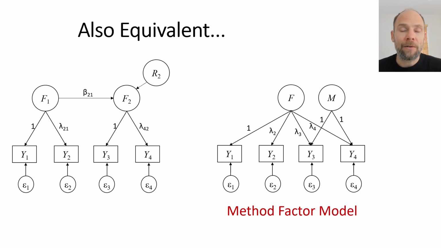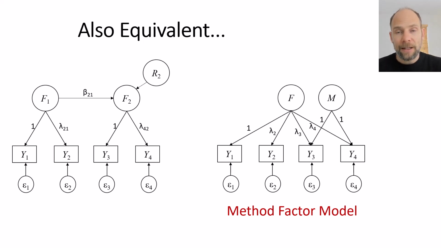Or y3 and y4 could be measures that have a specific item wording effect in common or something like that, or some other type of method effect. And so this is kind of similar to the model that had correlated errors. However, here we're not modeling this shared method effect between y3 and y4 with correlated error terms, but instead we're modeling that with a method factor m, and that's again equivalent to these other types of models. And so m here is a residual method factor that is uncorrelated with f.